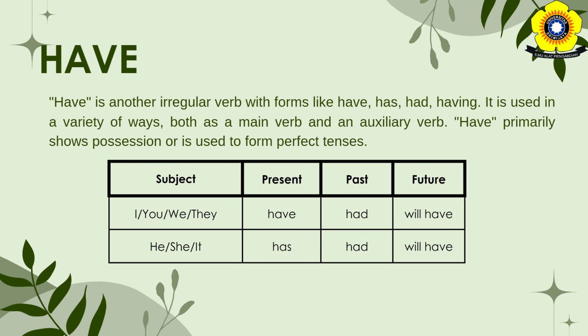Okay, for subject I, you, we, they, we use have in present tense. We use had in past tense, and we use will have in future tense. For subject he, she, it, we use has in present, we use had in past, and we use will have in future.